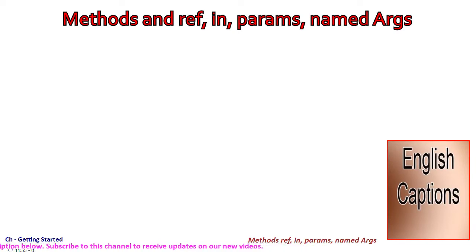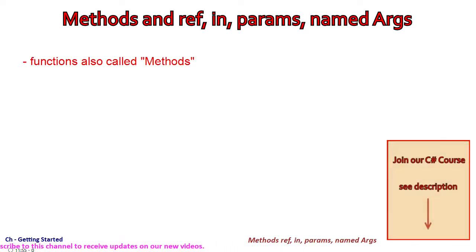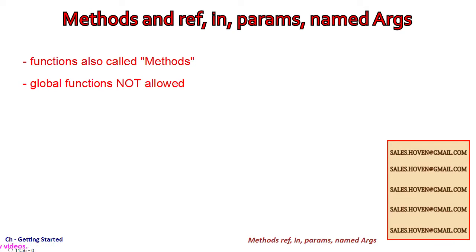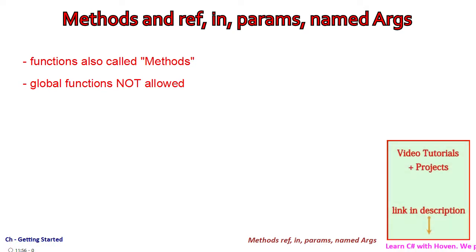Functions in C# are usually called methods. They can exist inside a class, struct, or record, but not globally outside. So every function, including the main function, must be declared inside a class or a struct.